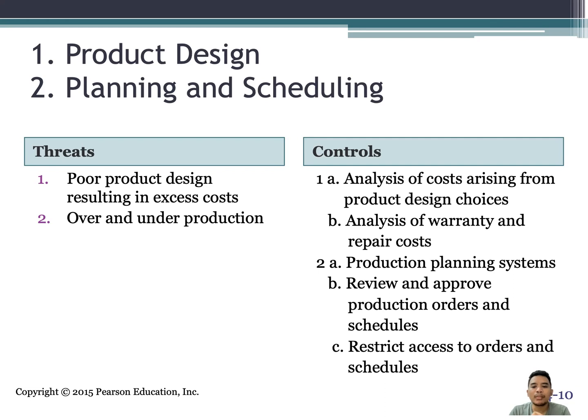Next is review and approval of production orders and schedule. It is also vital for you to check based on the sales forecast and the actual. So it's a combination now, since it is an ongoing production cycle, you need to review and approve, or you need to review thoroughly, the production orders associated with the client orders. And number three is to restrict access to orders and schedules.